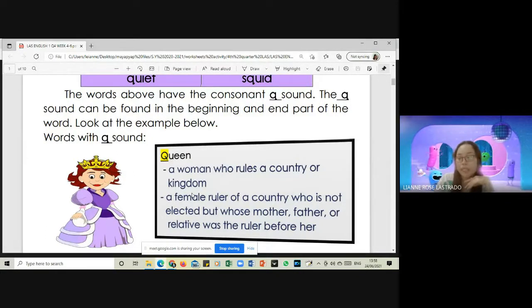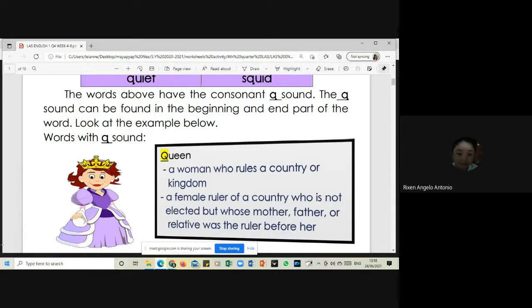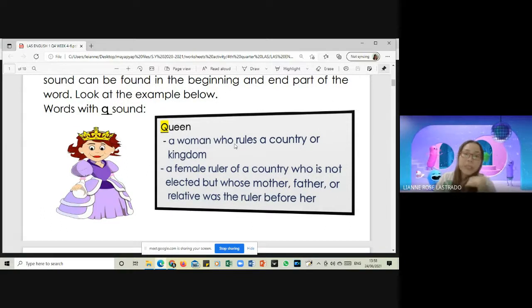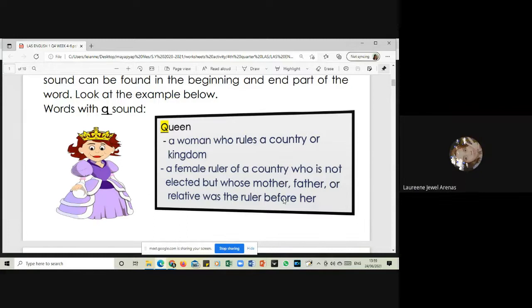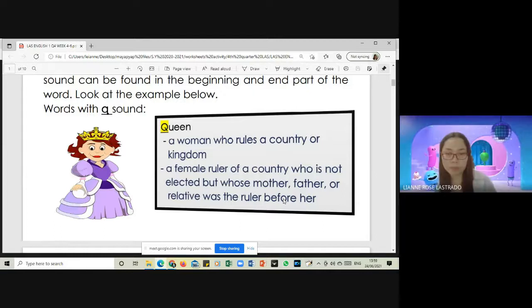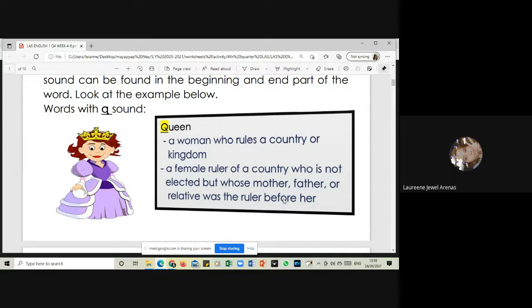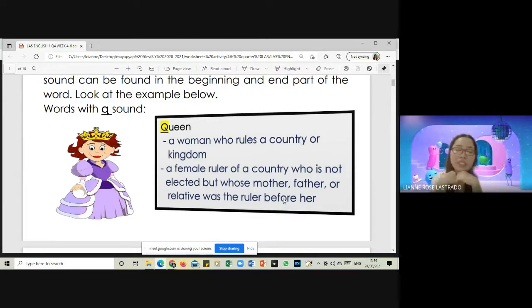Say queen. Queen. I would like to call on Alea Rexel to please read the meaning of queen. Go, Alea. A woman who rules a country or kingdom. A female ruler of a country who is not elected but whose mother, father, or relative was the ruler before her. Very good. Thank you so much, Alea.